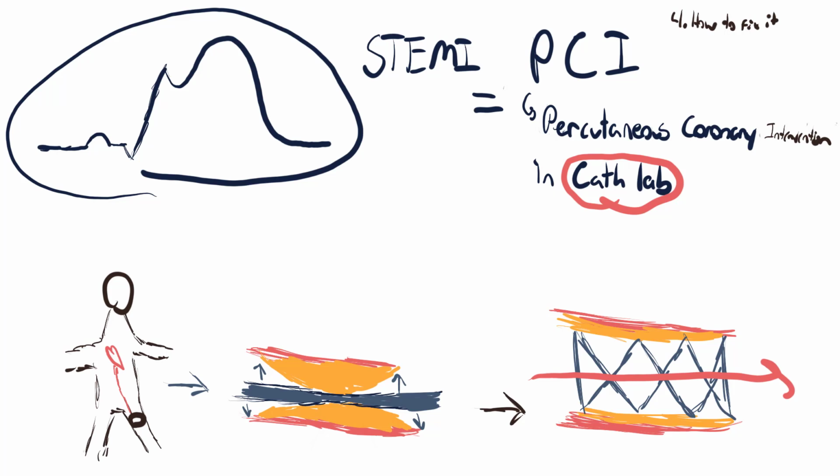But if somebody's having a STEMI in the emergency department, then we will call a code PCI to let the cath lab know that there's someone who emergently needs a cardiac catheterization and PCI performed, because the STEMI is proving that there is a definite blockage and it needs to be addressed immediately because their heart's losing oxygen.